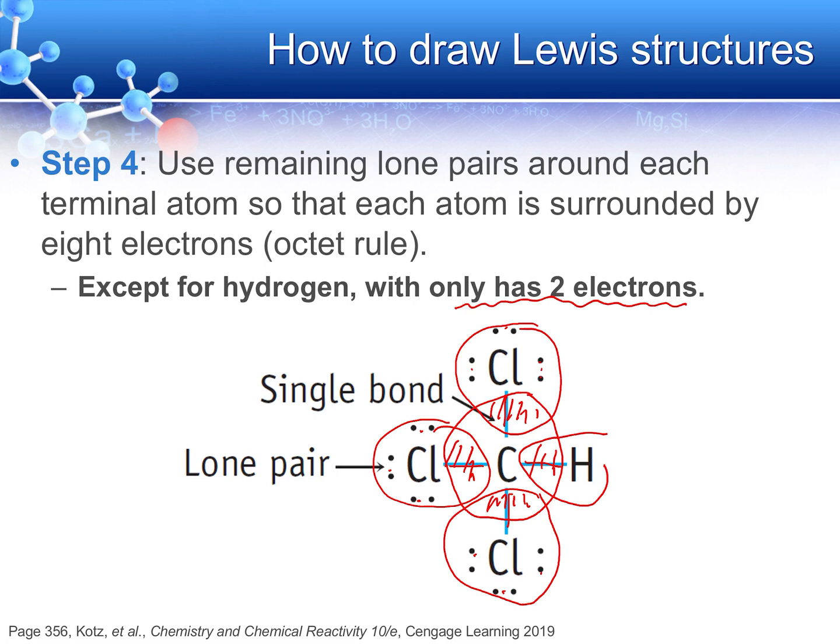So each atom in this molecule is surrounded by 8 electrons. In the case of the chlorine, 6 of the electrons are associated just with chlorine itself, whereas 2 of the electrons are shared. Whereas for the carbon, all 8 of the electrons that surround the carbon are shared.